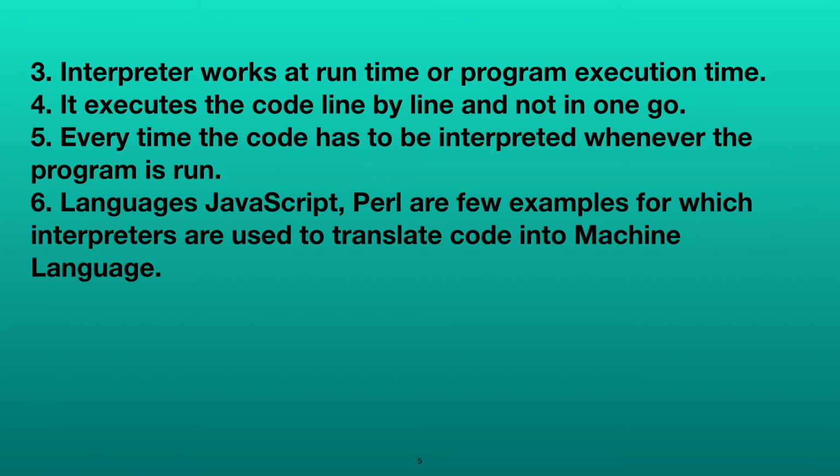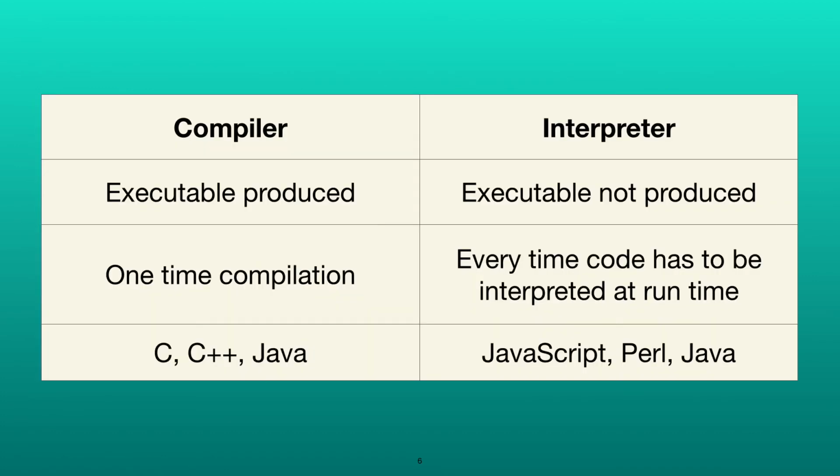Every time the code has to be interpreted whenever the program is run. If I'm executing the code 50 times, interpretation has to be done 50 times. Languages like JavaScript and Perl are a few examples for which we use interpreters to convert high-level language code to machine language code.